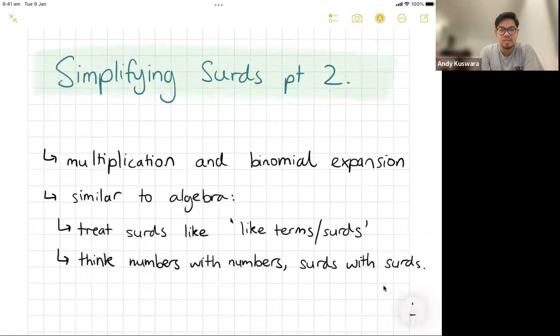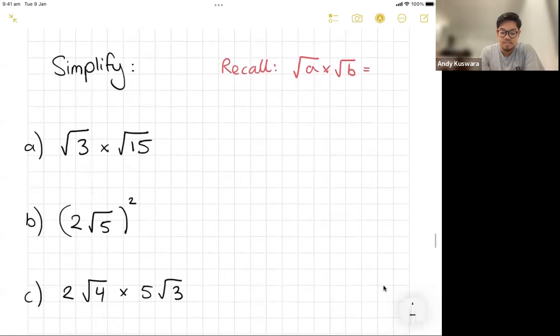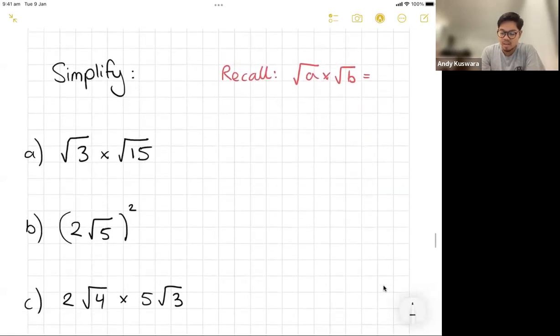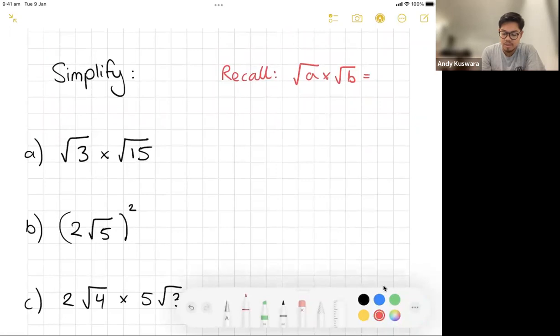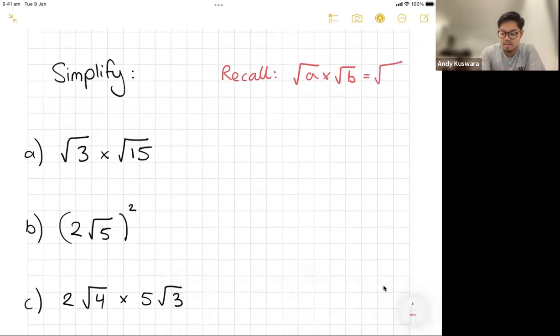As we're dealing with these surds, it's very similar to algebra, and we treat the surds like terms or like surds. Very similar to algebra, you think numbers with numbers, surds with surds, especially when you're multiplying. And I'll show you exactly what that looks like. So just remember, if I have root A times root B, what does that really mean? Well, I can just rewrite it as root AB in one surd together.